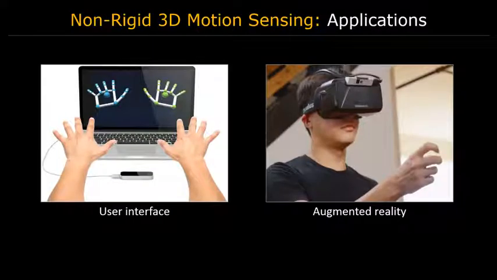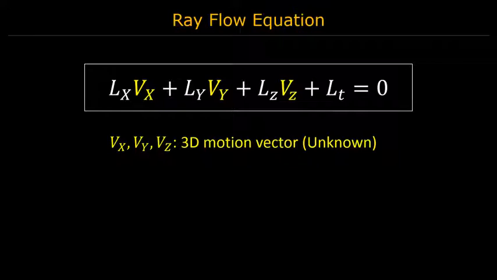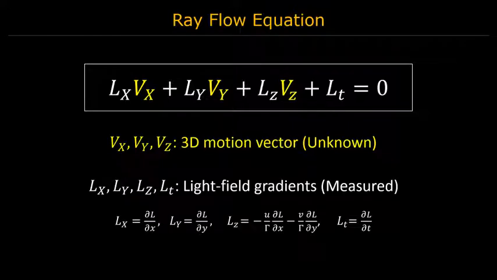The ability to measure dense 3D scene motion has several applications, including user interfaces, augmented reality, and robotics. In this paper, we propose a novel approach for recovering 3D scene motion from light field gradients. Our approach is based on the derivation of a new linear constraint, the ray flow equation, which relates the dense 3D motion field of a scene to gradients of the 4D light field.